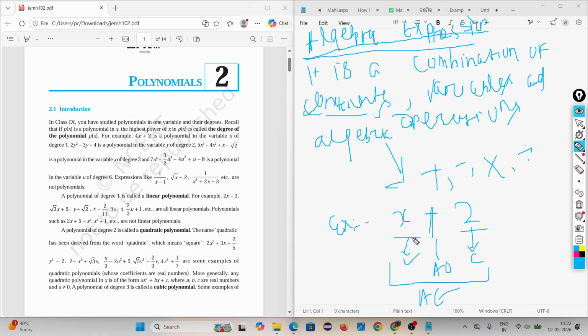Tell me how many terms are there in this expression? Only one term? No, look, two terms. x is a term, 2 is a term. Here two terms are there. How to find terms? If the variable and constant are separated by using plus and minus, then that should be counted as a separate term. Okay?